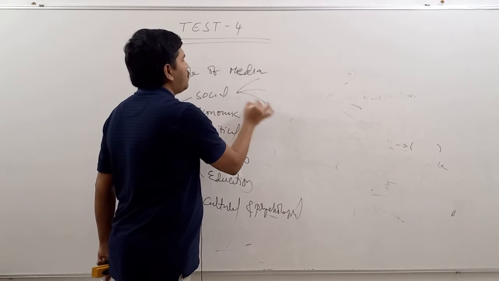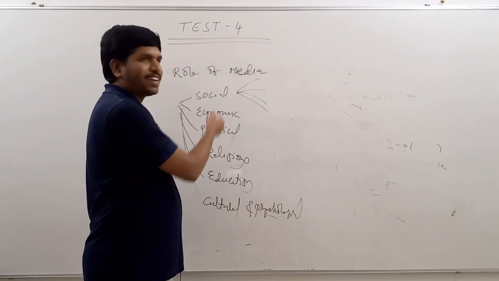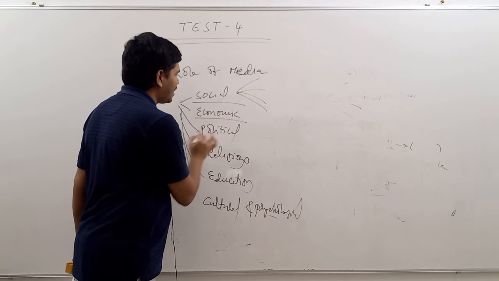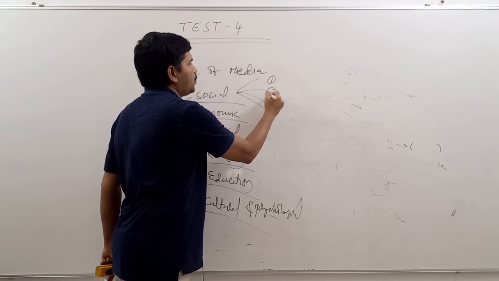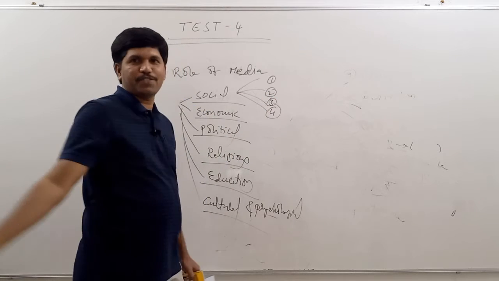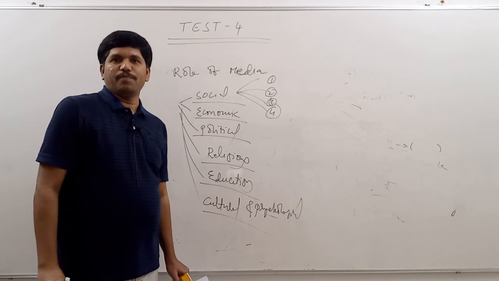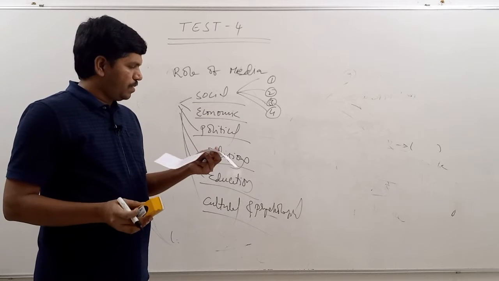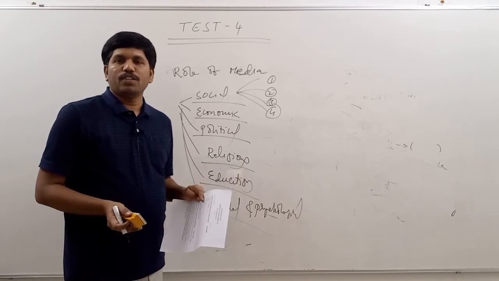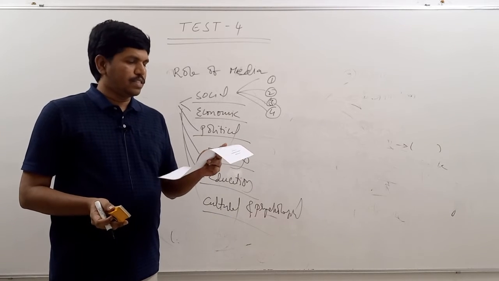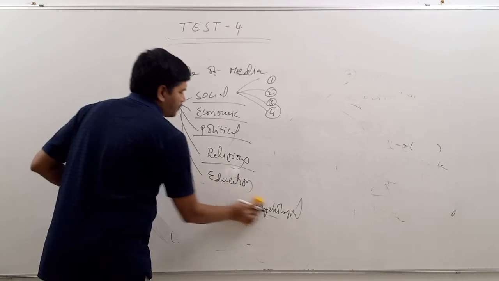Here again, write in the form of points. Don't write subheadings like first subheading, second, third, fourth, fifth, sixth. Again points, 1, 2, 3, 4, like this. Okay. These are short answer questions. Now let us discuss long answer questions.